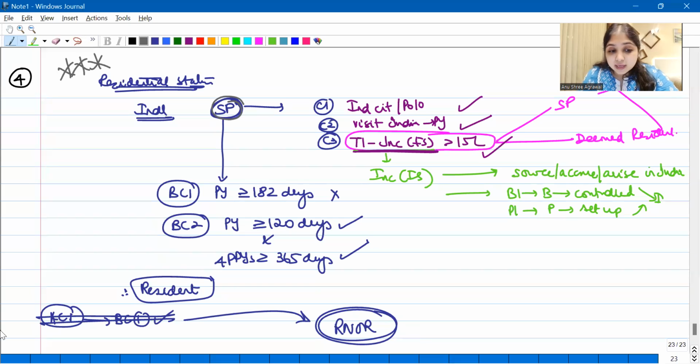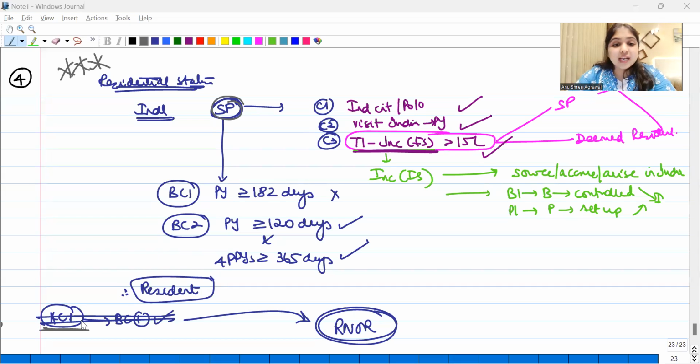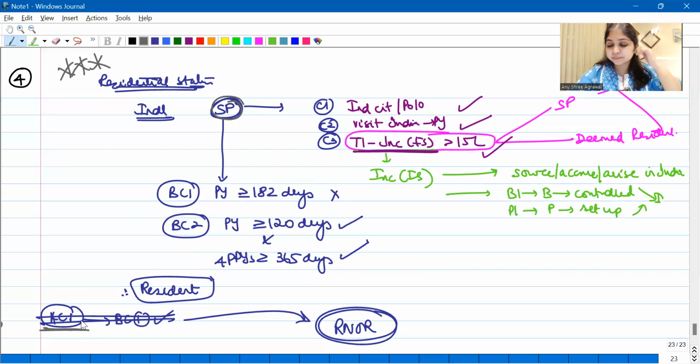Okay, had my additional condition 1 been fulfilled, then I would have thought about additional condition 2 and 3 also. Here, one additional condition is not fulfilled. I can straight away conclude assessee as RNOR. Are we crystal clear with this? Can I close this question? Can I take you to the next question from residential status?